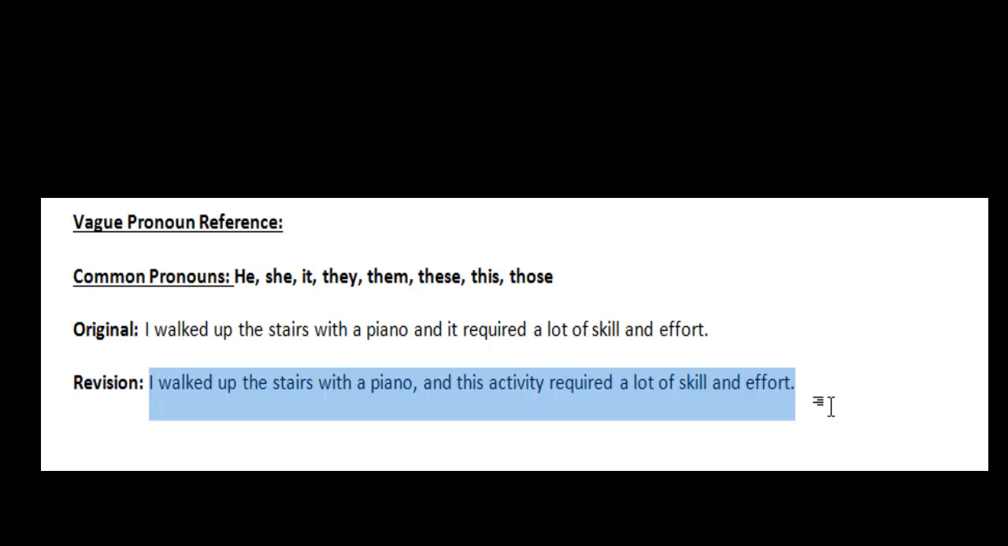I certainly invite you to think of other ways that you could revise it, but I think at least we've eliminated the lack of clarity, and it's clear what exactly is requiring the skill and effort. So I think we're finished.